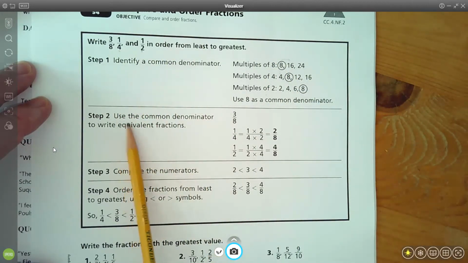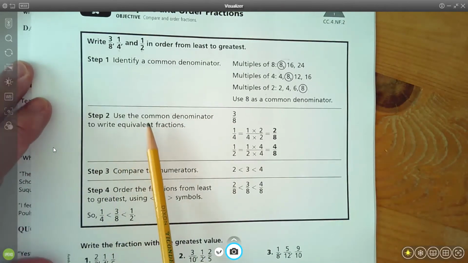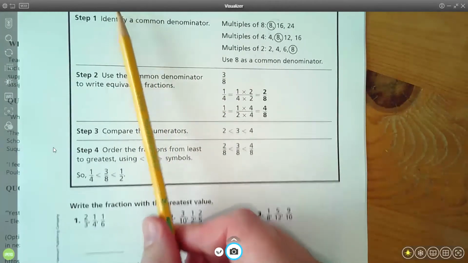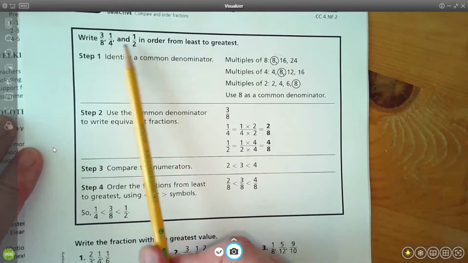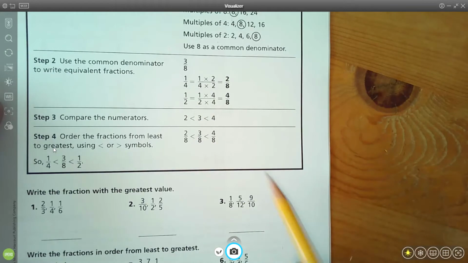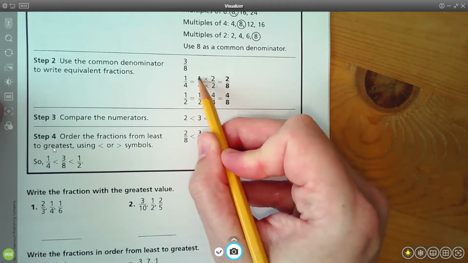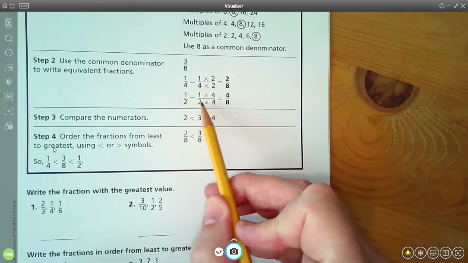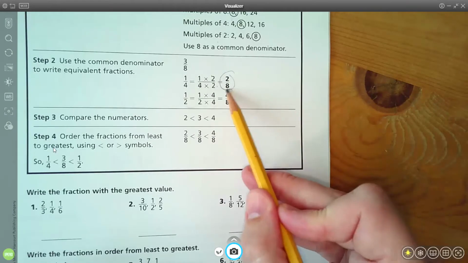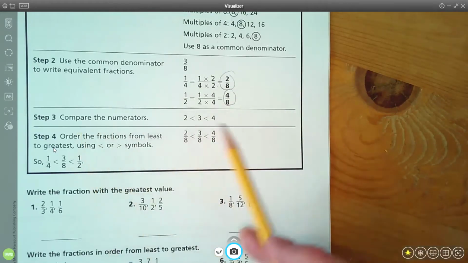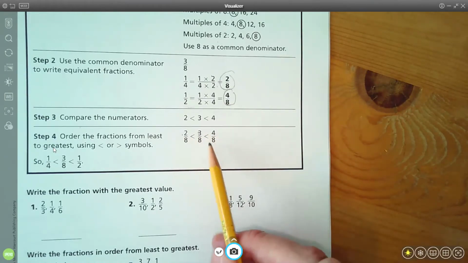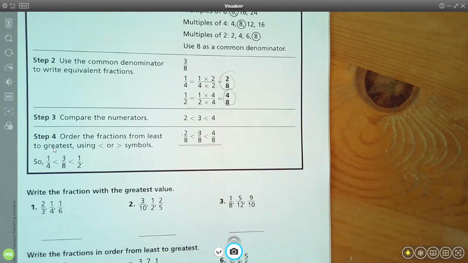These guys just have to change. Then it says, use the common denominator to write equivalent fractions. What they mean is change those other two fractions so they have an 8 at the bottom. Okay? So in this case, 1/4 is 4 times 2 is 8, so do the same thing to the top. 1 times 2 is 2. 2 times 4 makes 8, so do the same thing to the top. 1 times 4 is 4. So now you have 2 eighths and 4 eighths. Then it says compare the numerators. In other words, you're just now able to check the top numbers out. The 2 versus the 3 versus the 4. Because the bottom numbers are the same, life is a lot easier to handle.